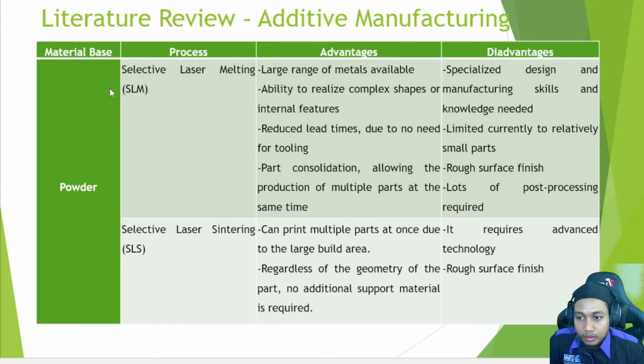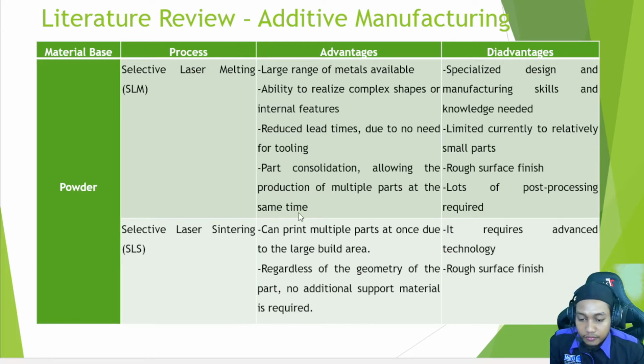Okay, for material base, there are two types: selective laser melting (SLM) and selective laser sintering (SLS). Okay, the advantage for SLM, large range of metal available, ability to realize complex shape or internal features, reduce lead time due to no need for tooling, and consolidation, allowing the production of multiple parts at the same time. And the disadvantage, specialized design and manufacturing skills and knowledge needed, limited currently to relatively small part, and rough surface finish, lot of processing required.